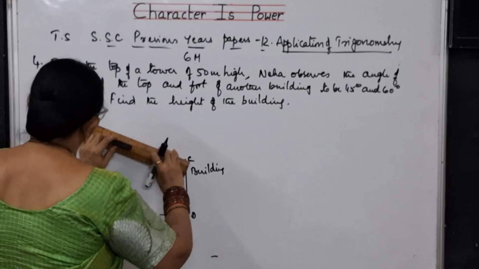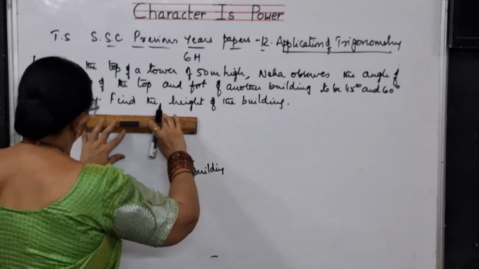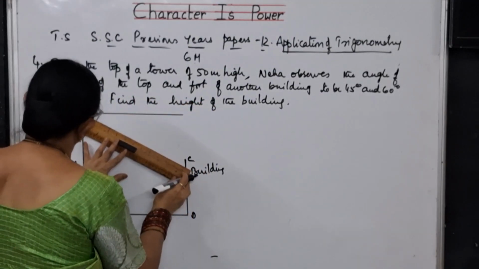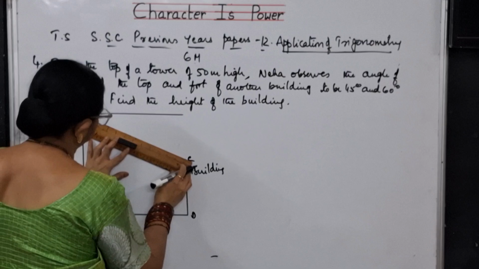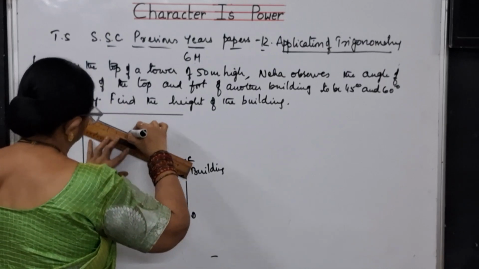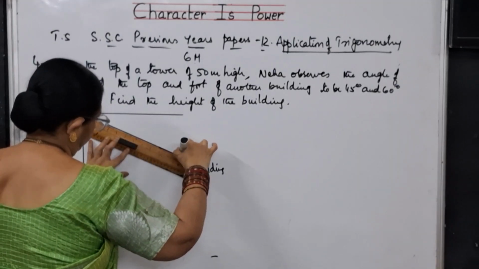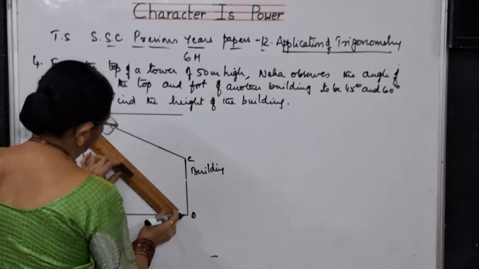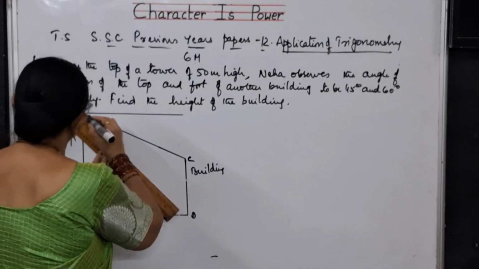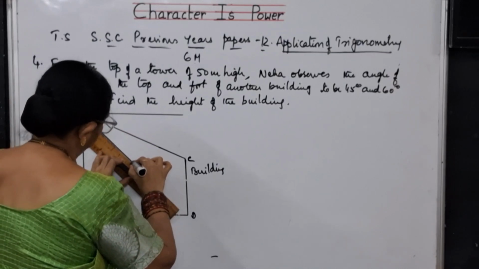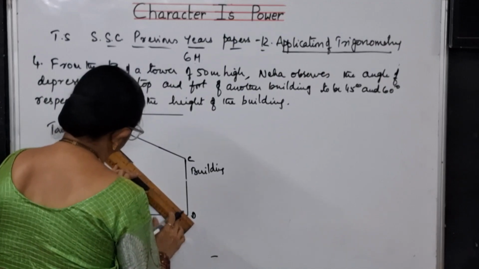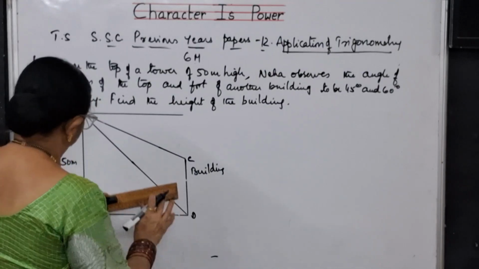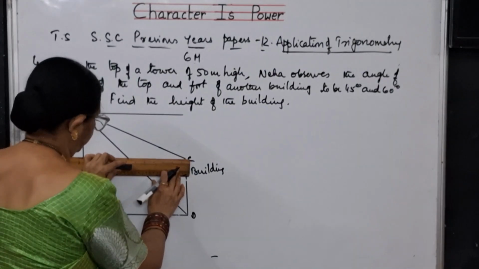Neha observed the angle of depression of the top and foot of another building. So from here, depression means I need to draw a line like this. After drawing a line to the top, this is the angle of depression for the top of the building, and here the angle of depression to the bottom. Here also you need to join.